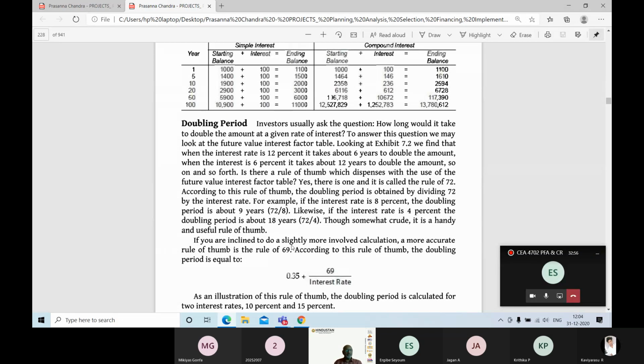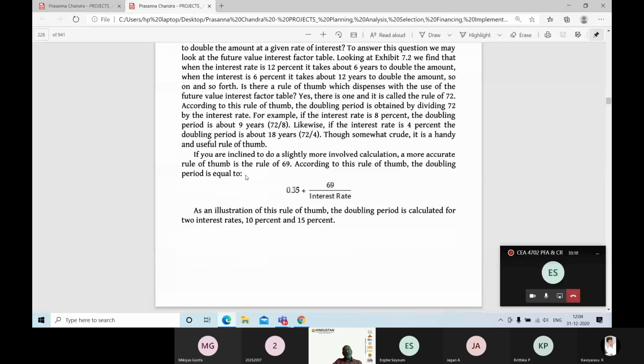So you have to calculate. Whenever any person asks how much I am investing for the interest, what is the amount, and in which year it will be doubled, you can answer based on the interest rate. You divide 72 by the interest rate, and it gives the years in which it will be doubled. If you want to do a slightly more involved calculation, a more accurate rule of thumb is the rule of 69.